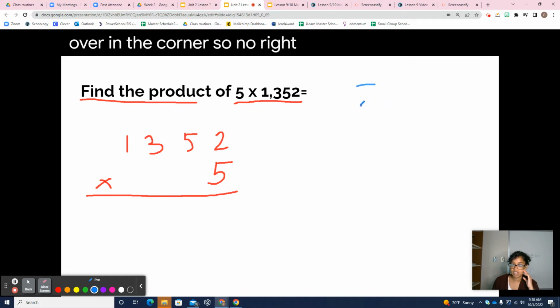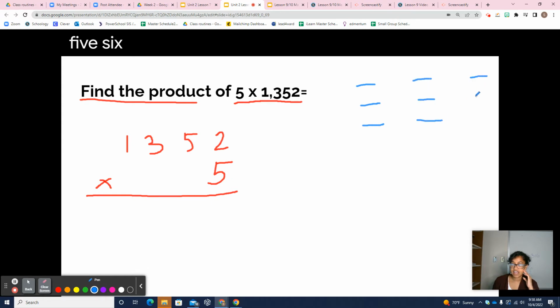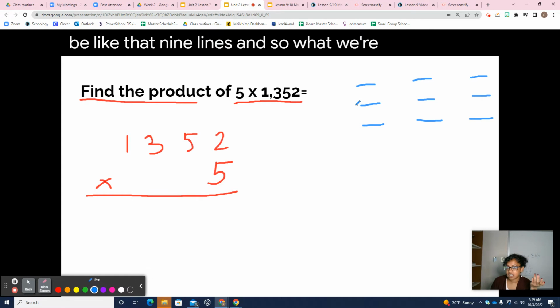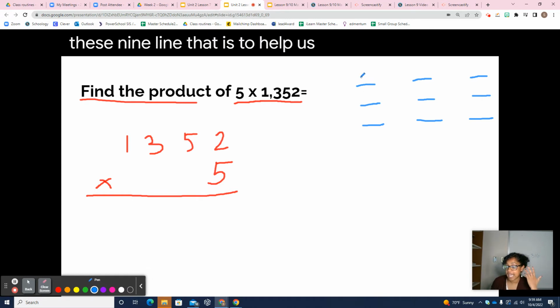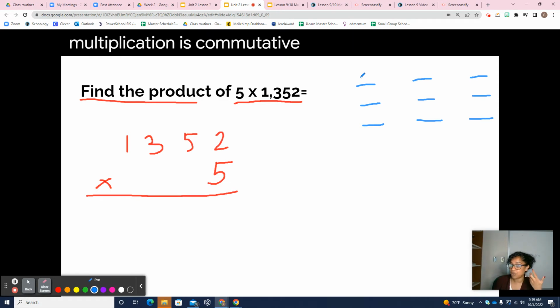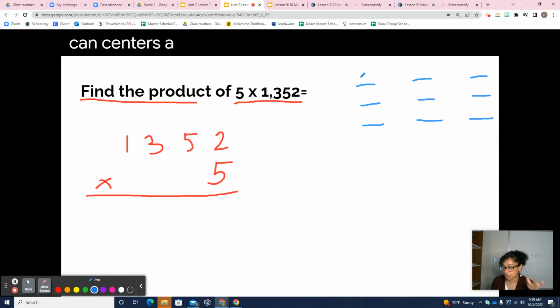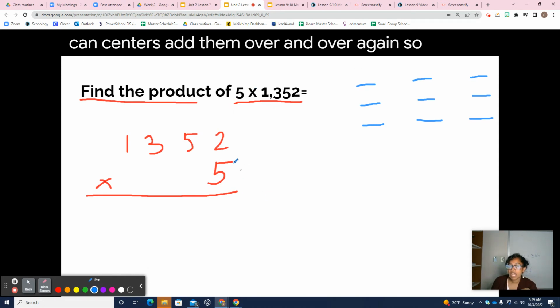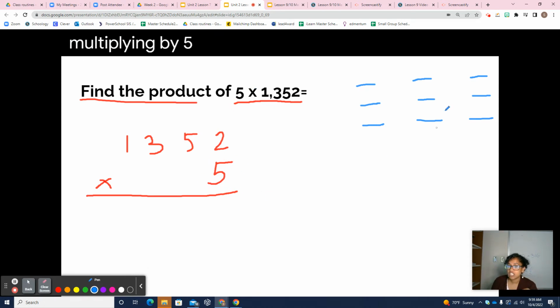I'm going to write 1, 2, 3, 4, 5, 6, 7, 8, 9. It doesn't need to be pretty. It could just be like that. 9 lines. We're going to use these 9 lines to help us skip count our numbers, because multiplication is combining equal groups, right? So we can essentially just add them over and over again. We are multiplying by 5, so we can do our 5 times tables over here.